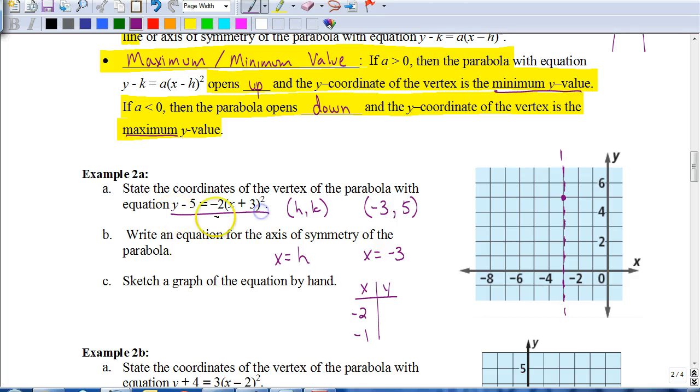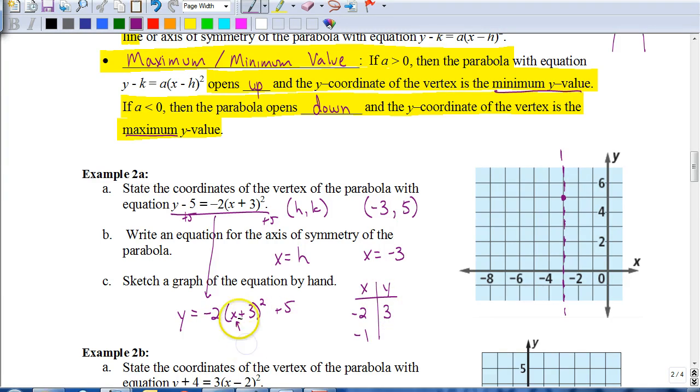So we have this equation. I'm going to rewrite this so I get the y by itself. I'm going to write it as negative 2 times (x plus 3) squared, but I'm going to add 5 to both sides. So now all my work is on one side of the equal sign. When I put negative 2 inside of here, replace x with negative 2. So negative 2 plus 3 is 1. 1 squared is 1. Times negative 2 outside the parentheses gives me negative 2. Negative 2 plus 5 is 3. So when x is negative 2, y is going to be 3.